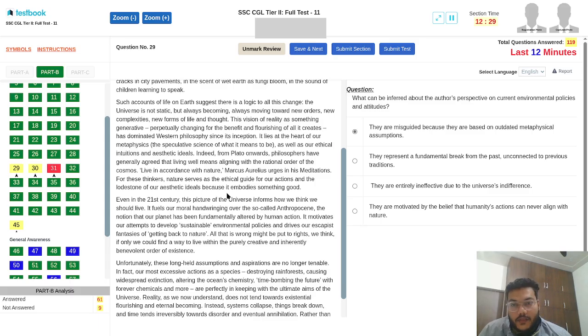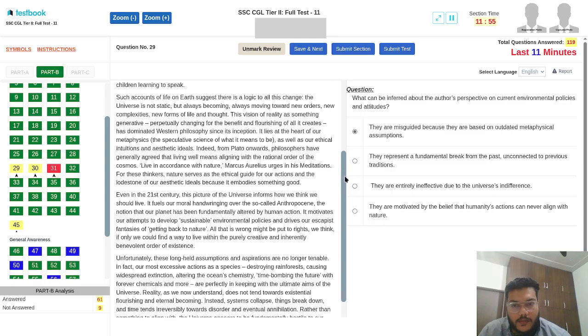Even in the 21st century, this picture of the universe informs how we think we should live. It fuels our moral hand-wringing of the so-called Anthropocene, the notion that our planet has been fundamentally altered by human action. It motivates our attention to sustainable environmental policies and drives our escapist fantasies of getting into nature. All that is wrong might be put to rights, we think, if only we could find a way to live with purely chaotic, inherently benevolent order of existence.